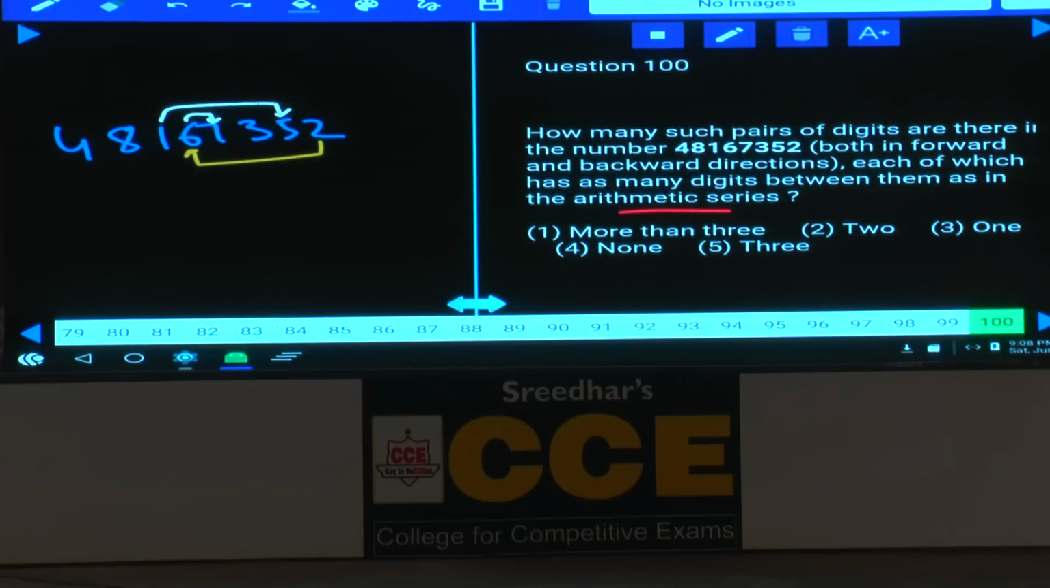Next one, 6, 7 and 8. Now between 2 and 8, tell me how many are there? There are 5. Here also there are 5 digits, isn't it? Next one, 5. Then what is your answer here?